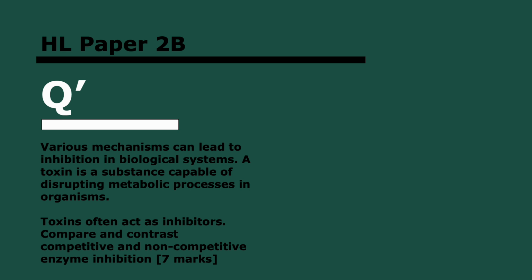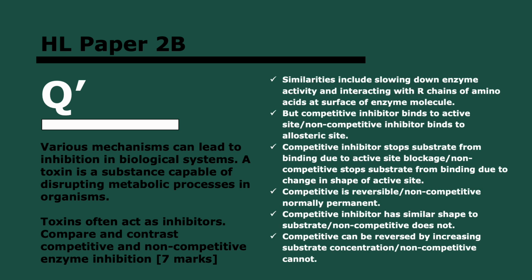Okay, so you have to pull out all the stops here, right? You need to remember everything. Obviously, you need to give similarities and differences because it's compare and contrast. Similarities: they both slow down enzyme activity, they both interact with R chains of amino acids at the surface, and they both bind to the enzyme. That's important. Now, differences: whereas competitive binds to the active site, non-competitive binds to the allosteric site.